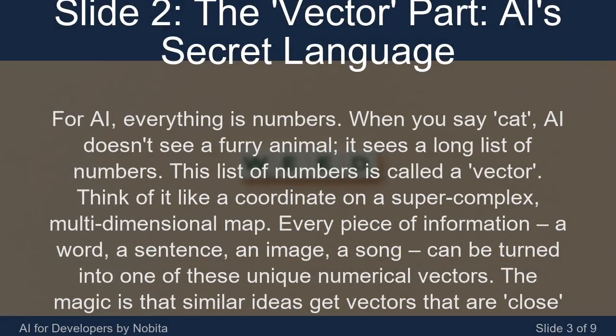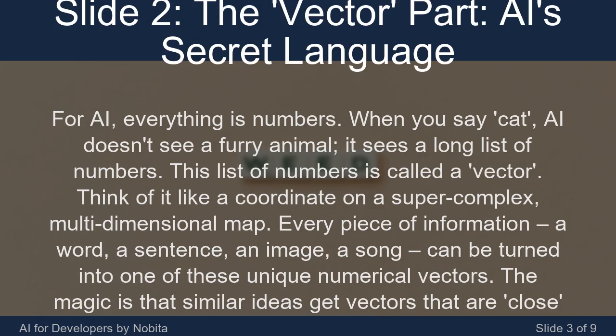For AI, everything is numbers. When you say cat, AI doesn't see a furry animal. It sees a long list of numbers. This list of numbers is called a vector. Think of it like a coordinate on a super complex, multi-dimensional map. Every piece of information, a word, a sentence, an image, a song, can be turned into one of these unique numerical vectors. The magic is that similar ideas get vectors that are close to each other on this map, while very different ideas are far apart.